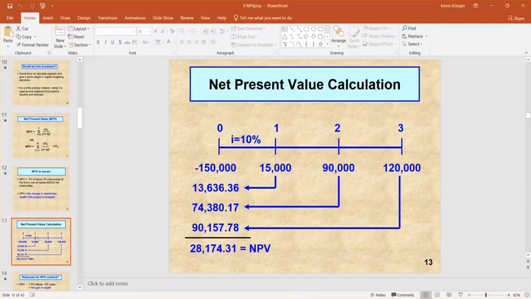Here's what I'm talking about in terms of getting everything together into the soup. The upfront cost, negative $150,000, was your original outlay. It doesn't need to be divided. It doesn't need to be changed into present value terms. It's already in present value terms. It's $150,000 spent today. That's what the time zero means as well.